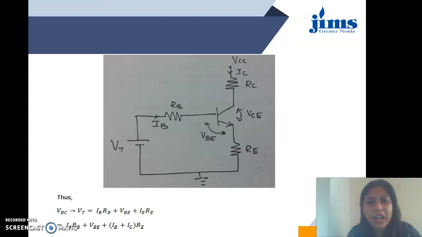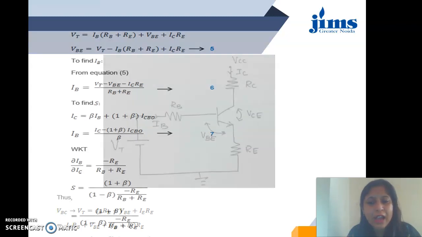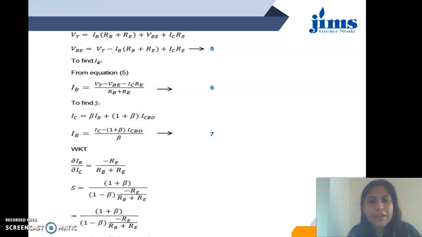potential divider network, and now we can easily apply the KVL at input port, and from here we will derive that Vt equals IB RB plus VBE plus IE RE. Now we know that IE equals IB plus IC, so we will put the value of IE as IB plus IC. Then we will solve this equation and get an equation in the form of IB. So equation 6 shows the value of IB, which comes out to be Vt minus VBE minus IC RE upon RB plus RE.